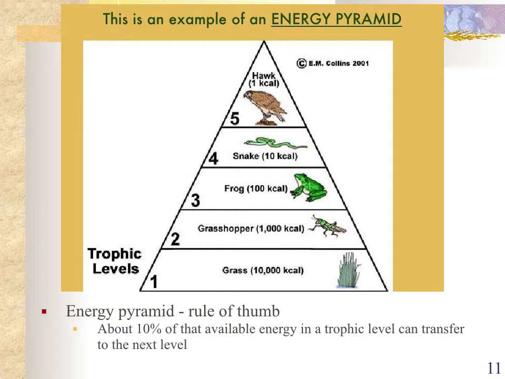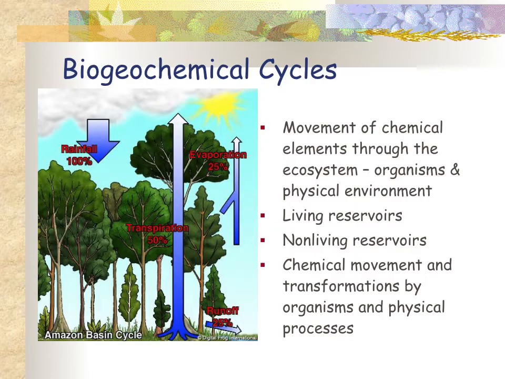Another really important relationship that we keep track of in ecosystems is the movement of nutrients, of chemicals through the ecosystem, through organisms and the physical environment. And we call these biogeochemical cycles or nutrient cycles. Just like energy flows through an ecosystem, nutrients move as well.